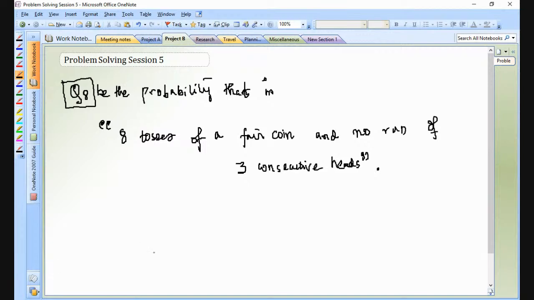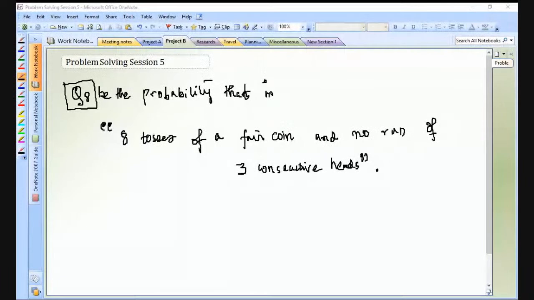So all of you understood the problem, guys? We are tossing a fair coin 8 times, and there will be no run of 3 consecutive heads. That's our problem for today, and our main aim should be directed towards what if it's Q100 instead of Q8? What is the algorithm to find it? I will give you a few moments to think about how to proceed.